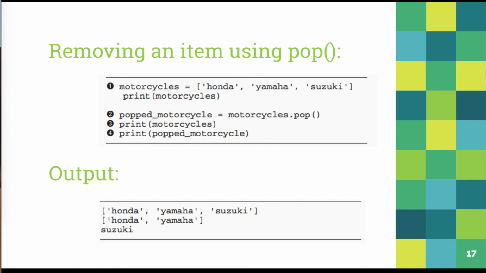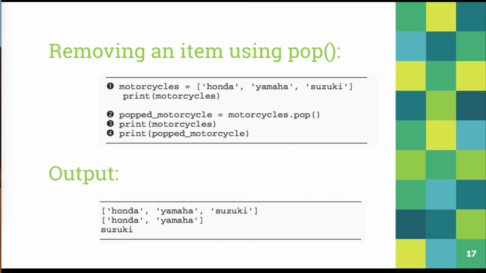So let's pop a motorcycle from the list of motorcycles. At 1, this should be familiar. We define a list, put some strings in it. The next line prints that list so we see what's in it.